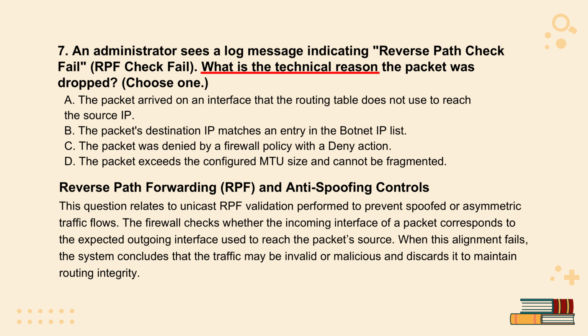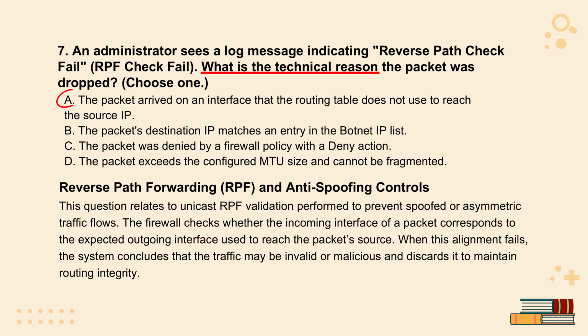So when a packet arrives on an interface, the firewall does a quick check, and it drops the packet if it arrived on an interface that the routing table would not use to send a reply back to that source IP. Hold on, that sounds a little counterintuitive. Why does the outgoing path matter for an incoming packet?